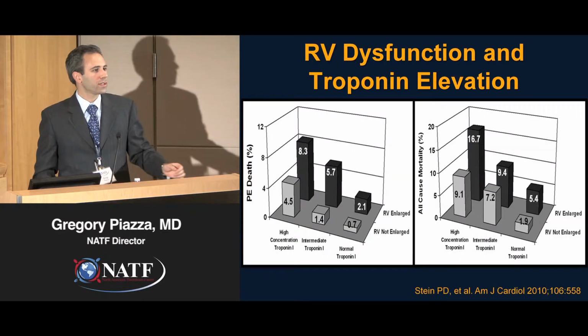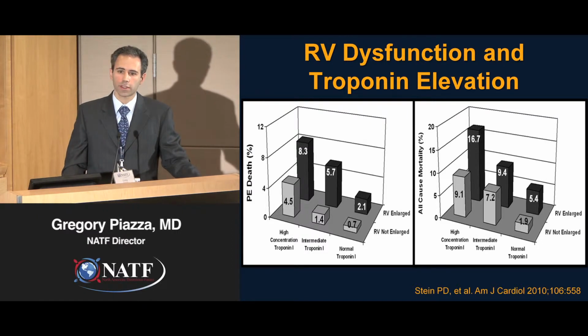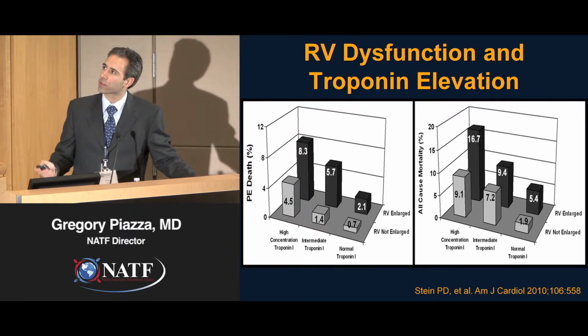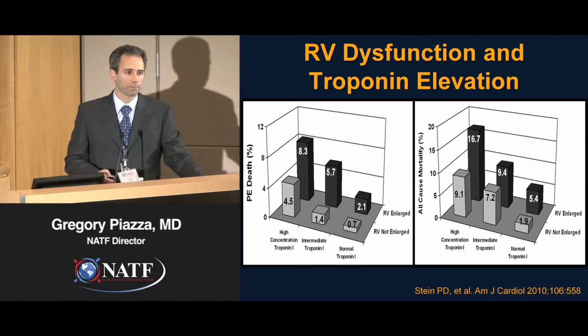We can use blood tests called cardiac troponins to detect patients who are at increased risk for adverse events in pulmonary embolism. Here we can see that no matter whether the patient has right ventricular enlargement or not on echocardiography, an increasing level of cardiac troponin correlates with a higher risk of pulmonary embolism death and all-cause mortality.